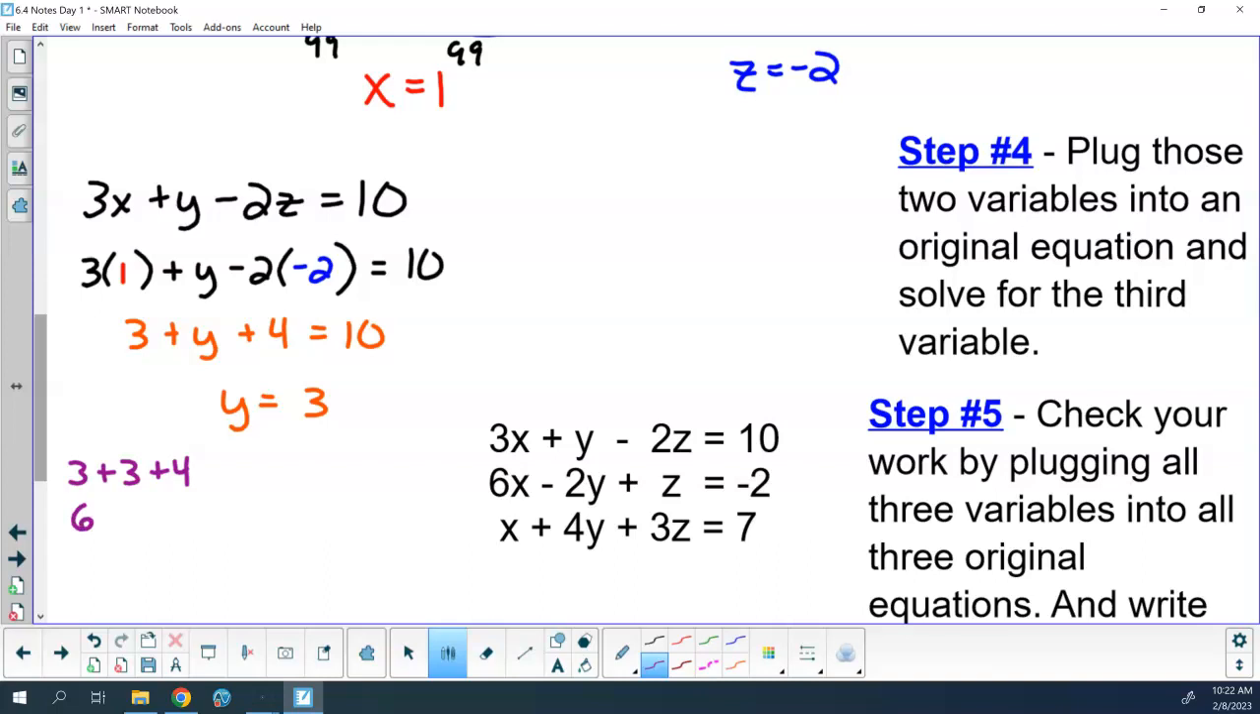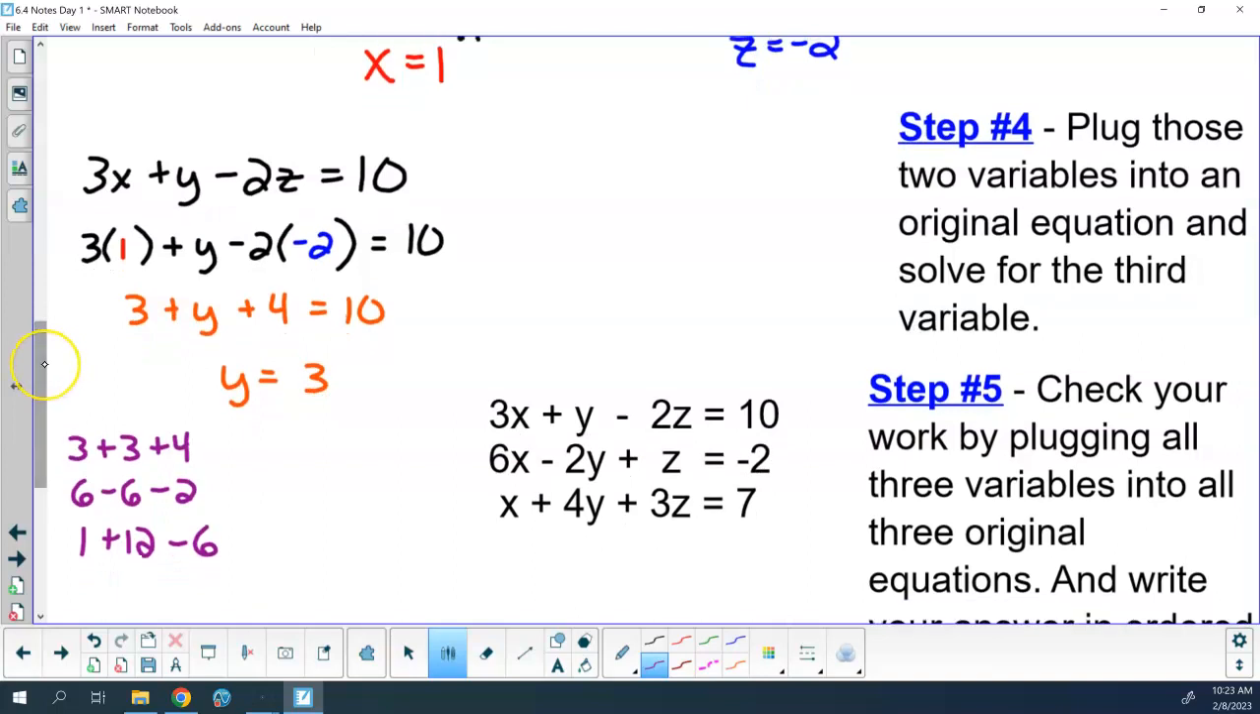If x is 1, then that's 6. If y is 3, minus 2 times 3 would be minus 6. And z would be negative 2, so that'd be plus negative 2, or just minus 2. 6 minus 6 minus 2, negative 2. Checks out. If x is 1, that's 1. Y is 3, that's going to be plus 12. Z is negative 2, that's going to be minus 6. 1 plus 12 minus 6, 13 minus 6 is 7. Checks out. So it works out.